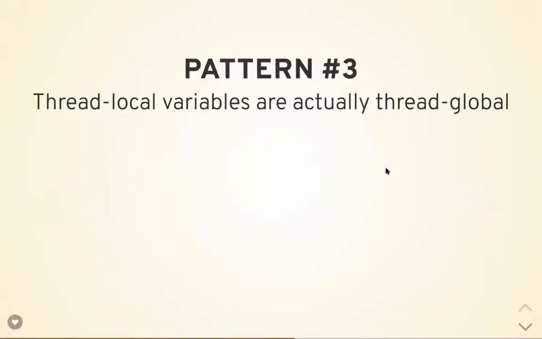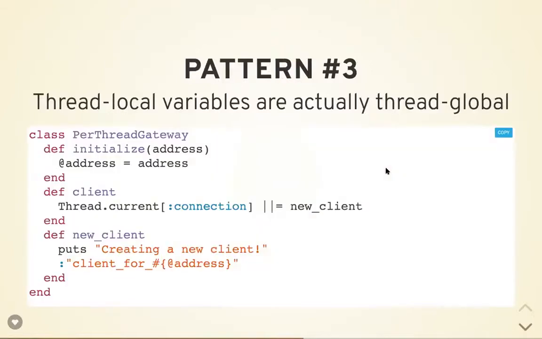So pattern number 3. Thread local variables are actually thread global, which is quite unexpected to people that come to Ruby from Java, because in Java this does not behave like this. So let's imagine that you're using a tool called the thread local variable. Ruby actually allows you to have a hash-like object where each thread gets a different copy of that object.